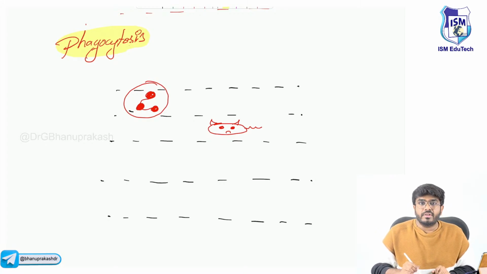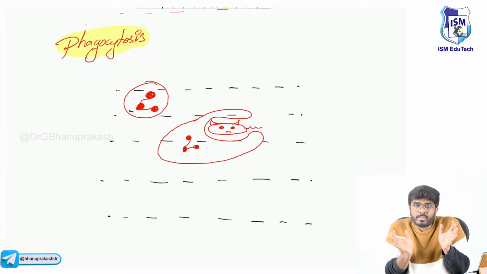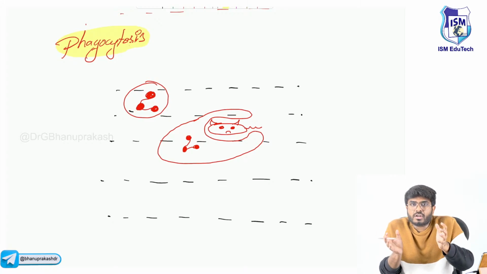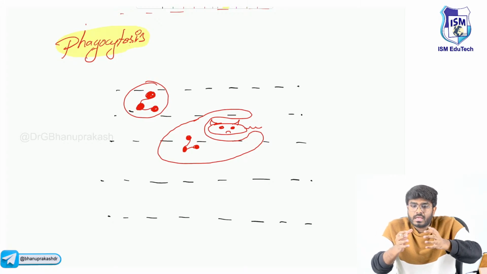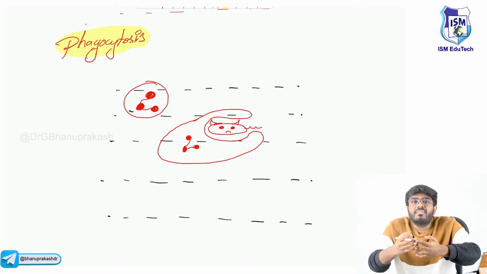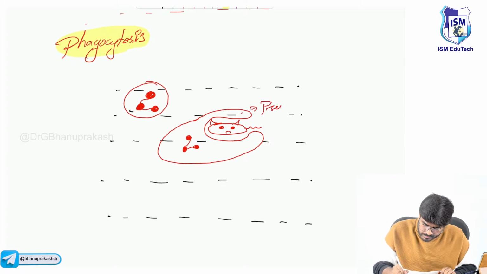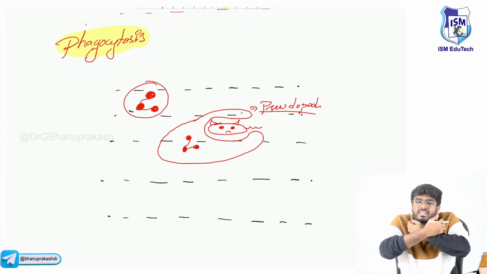Now, do you know what this neutrophil, or this macrophage, whatever came, will do? Look, this neutrophil is extending its cell membrane, forming these arm-like structures. These are called pseudopods. By forming its pseudopods, it is engulfing the bacteria. With the help of the pseudopods, it will engulf the bacteria and take the bacteria into the cell.